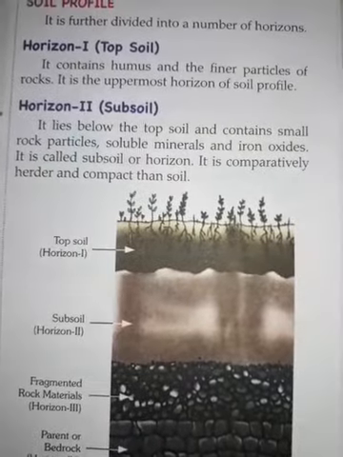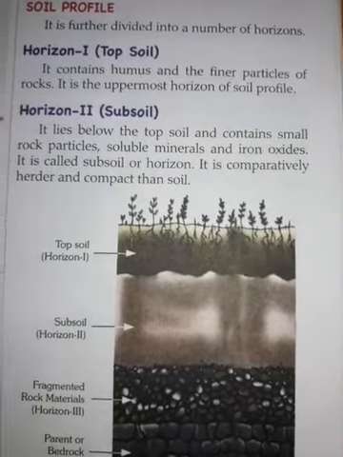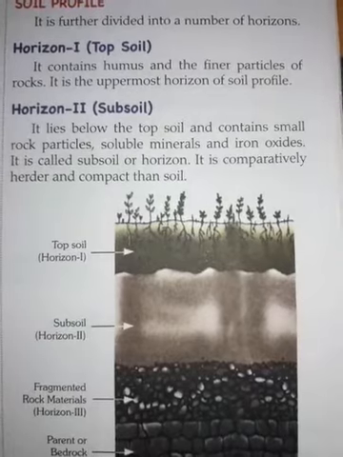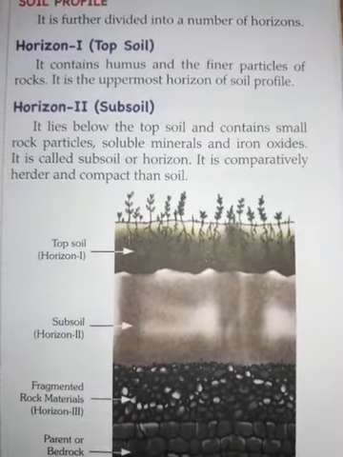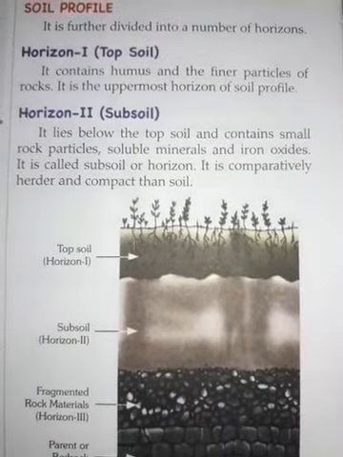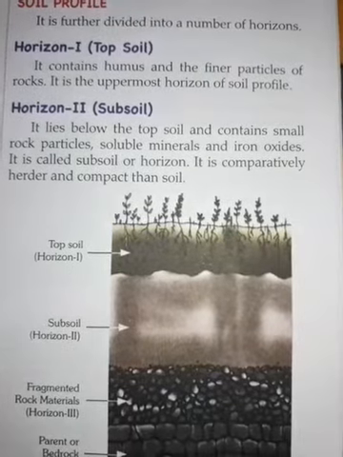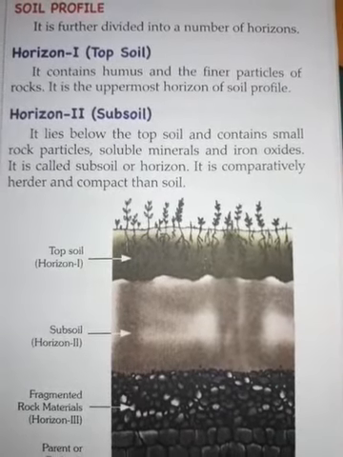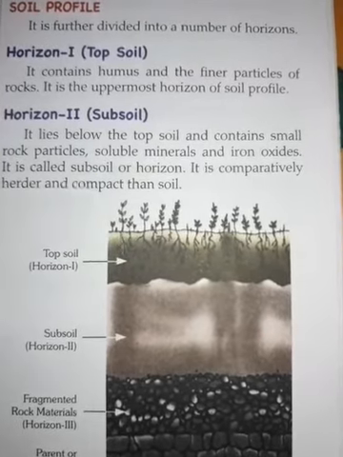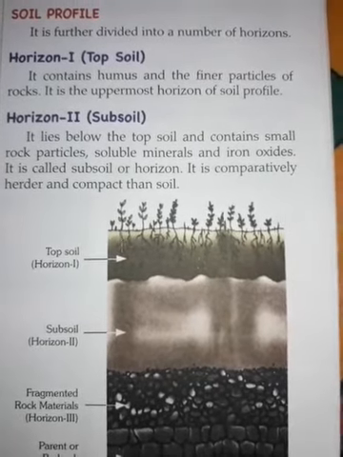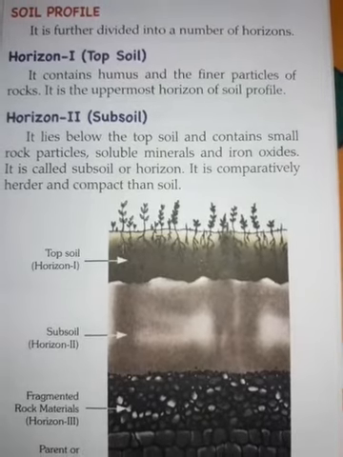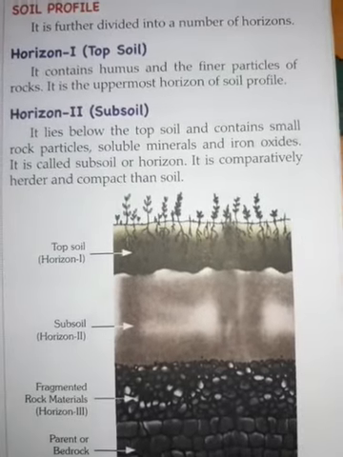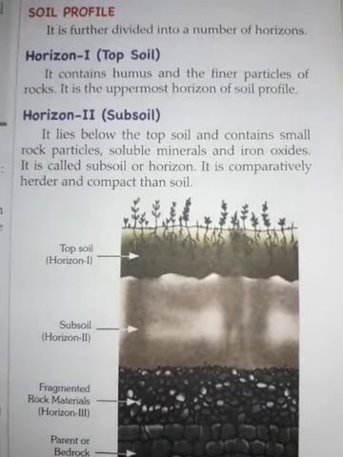First, horizon 1. It is the uppermost layer and is also called topsoil. It consists of organic matter, leaf litter and decomposed animal remains. This is called humus and is dark in color. It is rich in nutrients and good for crops.